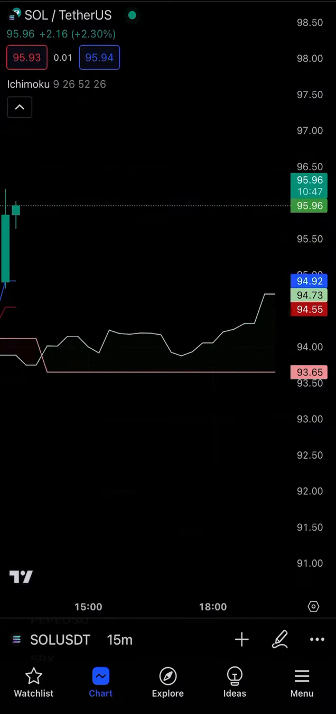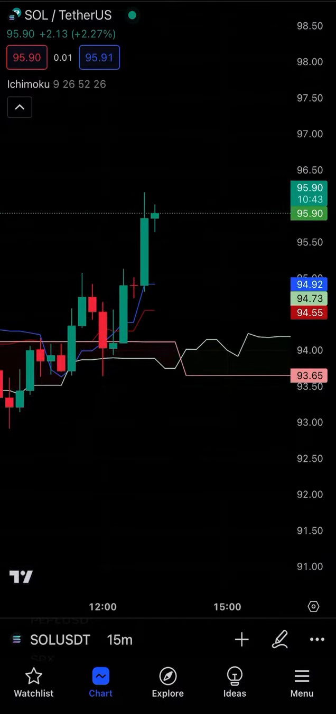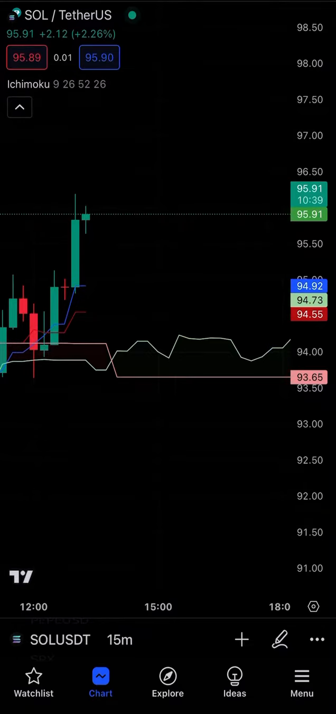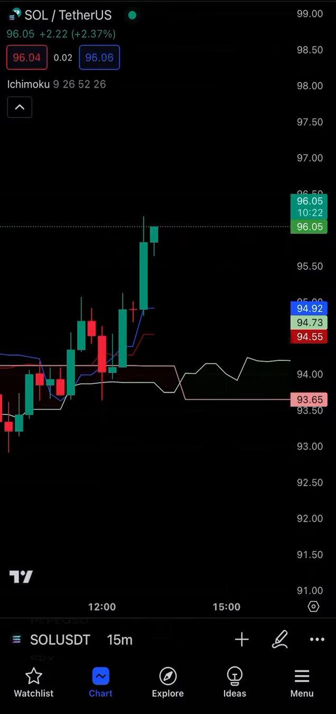Now the Ichimoku cloud has a cloud which gives it the name, the Ichimoku cloud, which is what you can actually see right now. And if you notice, there are lines, blue lines and a red line as well, which are the conversion line and also the baseline. Now for you to understand where the market is going, you need to look at your conversion line on your baseline.